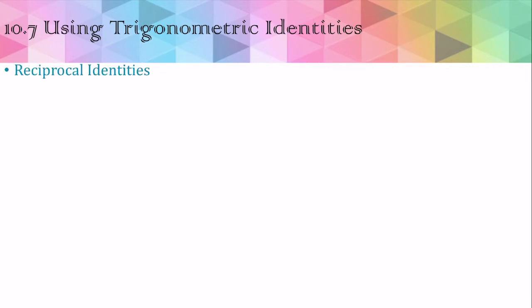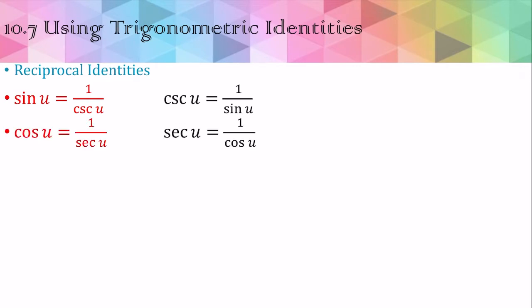Here are some other identities. Sine of u is 1 over cosecant u. So that just is saying sine and cosecant are reciprocals. Cosine and secant are reciprocals. And tangent and cotangent are reciprocals. The ones that are red, I suggest you memorize.